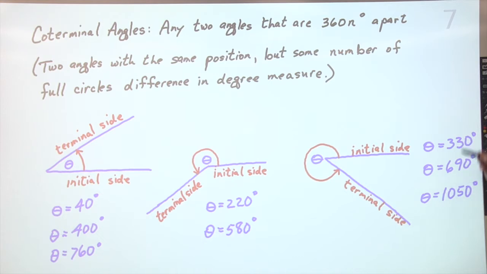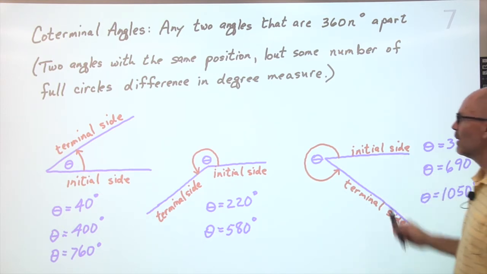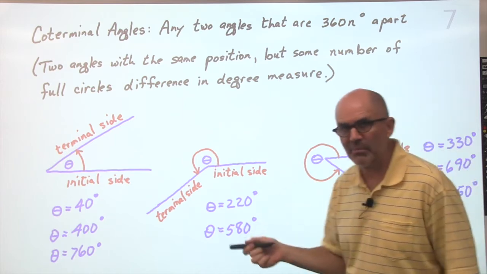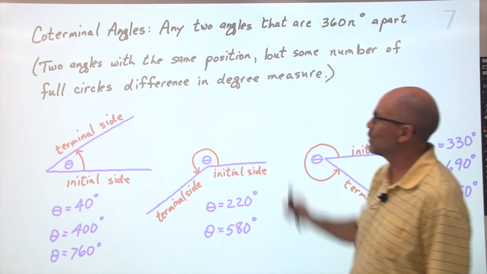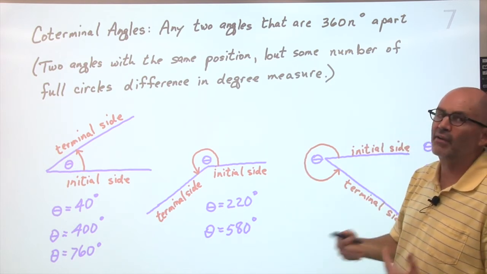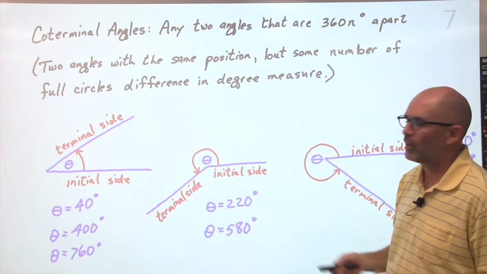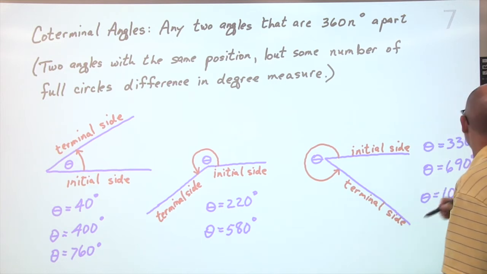So all these are coterminal angles describing this one position. So the angles are in the same position, but their degree measures are different because they are coterminal angles. In other words, they're 360 degrees apart. Okay.